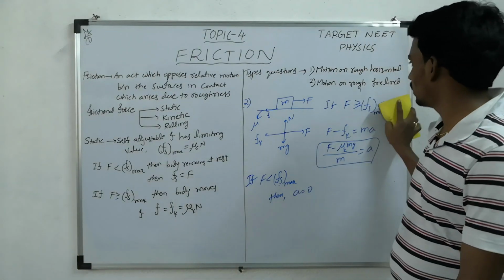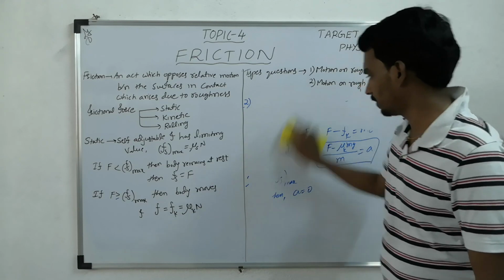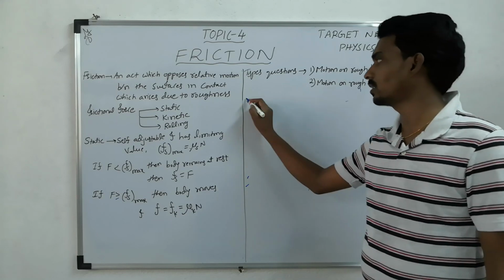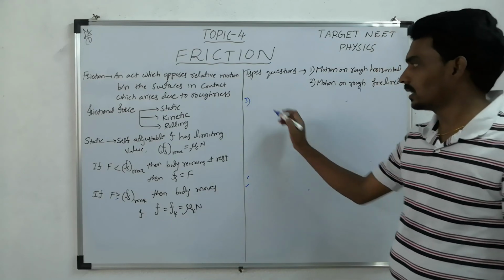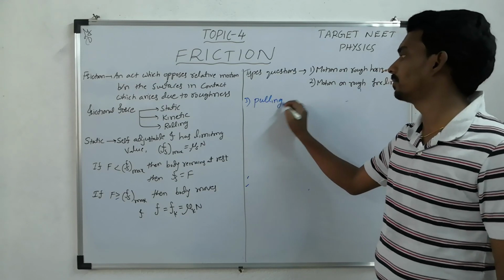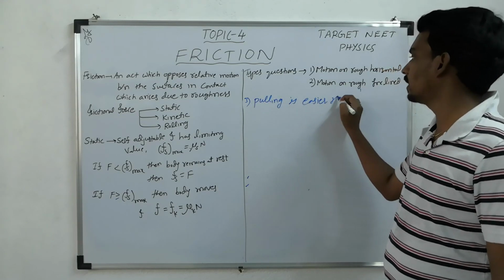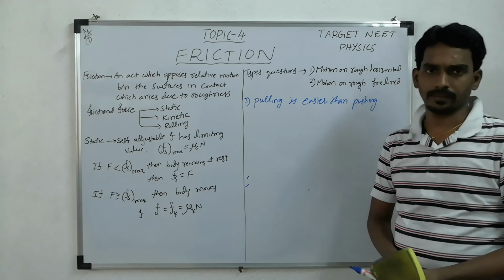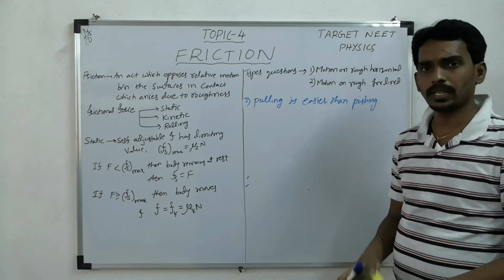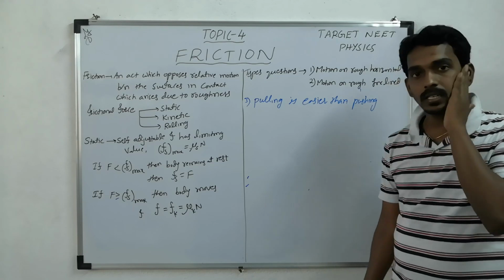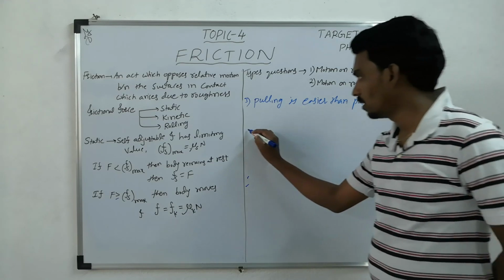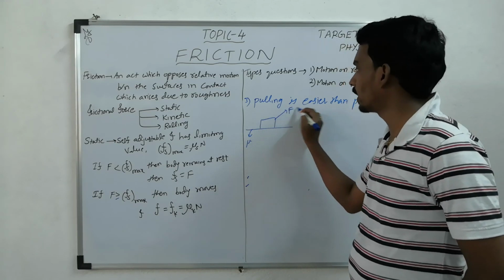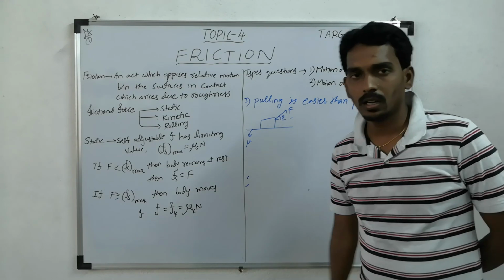Now the third one is based on pushing or pulling a body on a rough horizontal surface. It is clear that pulling is easier than pushing. Now the question is why, or how can we prove mathematically that pulling is easier than pushing? Let us consider a surface having coefficient mu, and you are pulling the body at an angle theta with the horizontal.